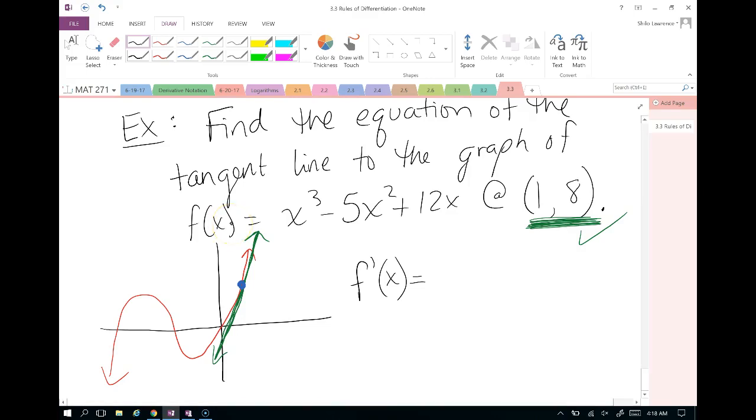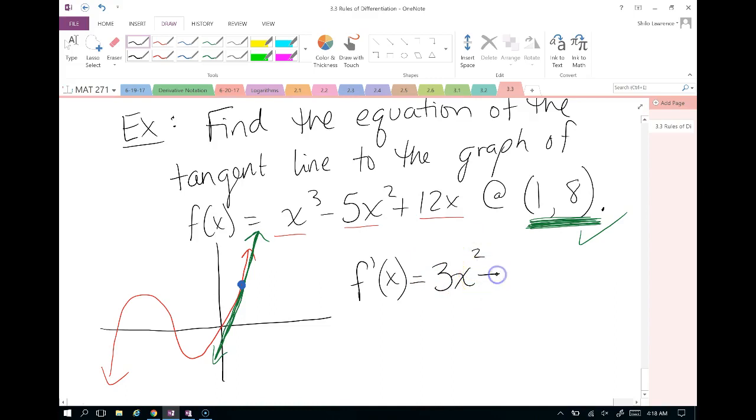So f of x is x cubed minus 5x squared plus 12x. We need to find the derivative. It's got three different terms, so we need to do the derivative of each piece individually. So the derivative for x cubed, if you do the power rule, is 3x squared. Old power comes out front, new power is one less.